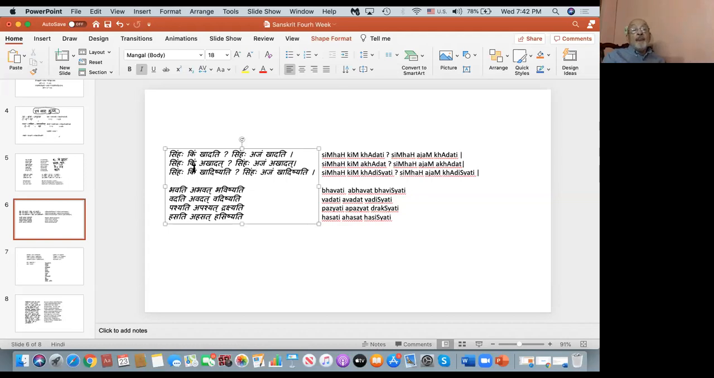Okay. So in the same way, just like khadati, akhadat, khadishyati, you can say vadati, avadat, vadishyati. Vadati, he says, right? Avadat, he said, vadishyati, he will say. And in the same way, hasati, he laughs, ahasat, he laughed, hasishyati, he will laugh. Okay, and then gachati, he goes, agachat, he went, but not gachishyati.